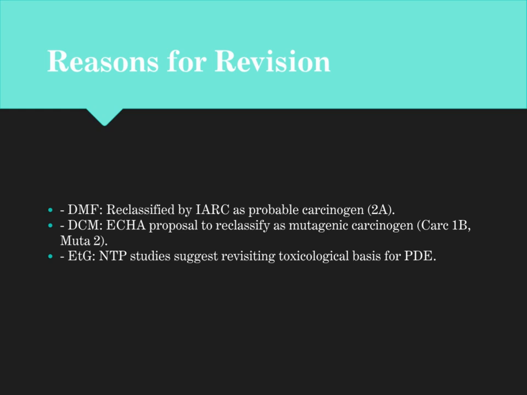The upcoming Q3C R10 introduces revisions based on DMF. IRC upgraded its classification to Group 2, probably carcinogenic to humans, due to liver cancer evidence. DCM, under ECHA proposal, reclassified to CARC 1B and MUTA 2, meaning it may need to move from Class 2 to Class 1. ICH, the 2004 NTP monograph revealed developmental and reproductive toxicity not originally considered. The EWG is assessing these datasets to determine if PDEs should be revised and whether reclassification is justified.